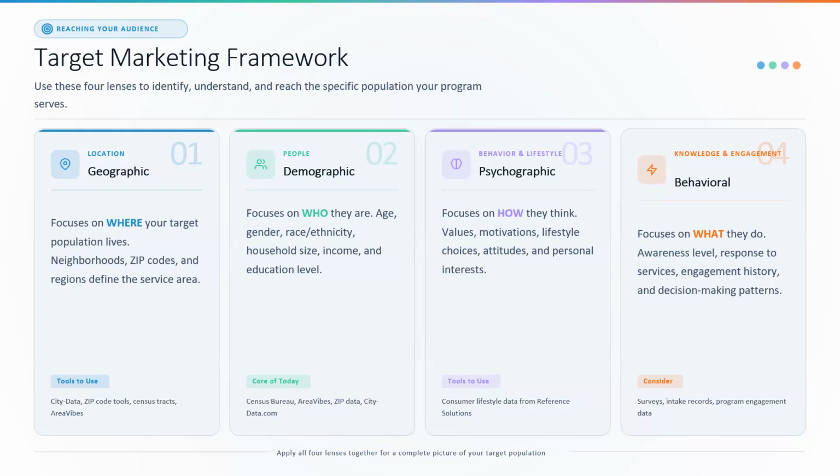All you have to do is go to different sites, and the different sites will give you this information. They've already done the research, so you just go to these sites and find the information. And the other one, behavioral, focuses on what they do: awareness level, response to service, engagement history, and decision making. How people behave, I didn't know that about people. Yes, that's what I'm trying to tell you.